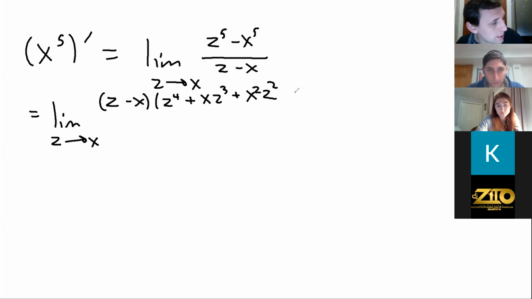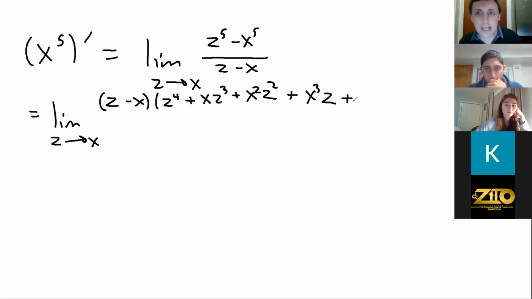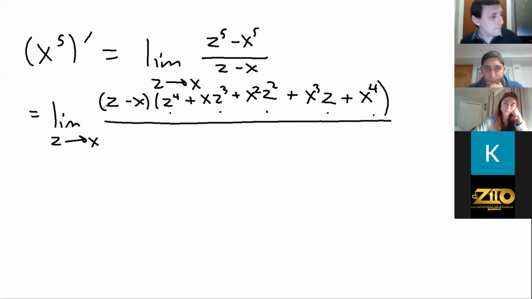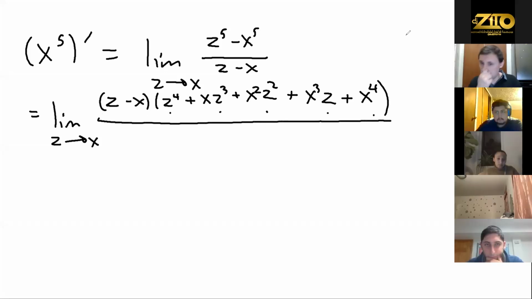Okay, and then what next? You see what happens now? Now it's x cubed z plus x to the power of 4. Do you see what happens? Z had all the power, 1 less, 1 less, 1 less, no powers left. That's how you factor a difference of nth powers. And we will verify that that's the way we do that for an arbitrary n.